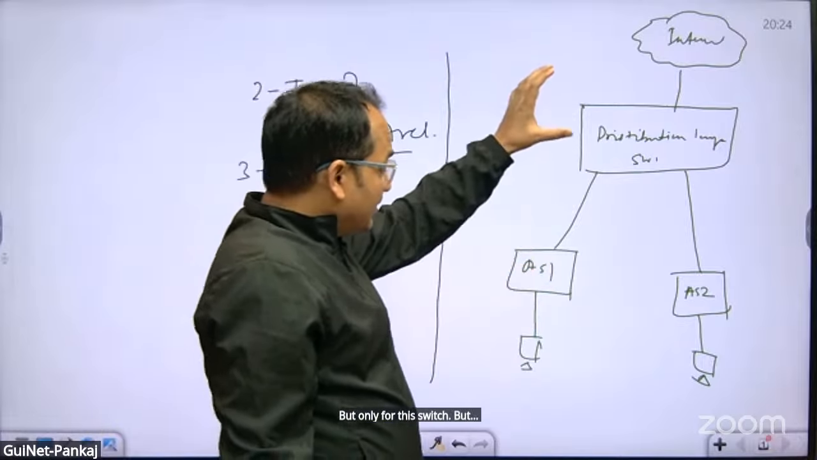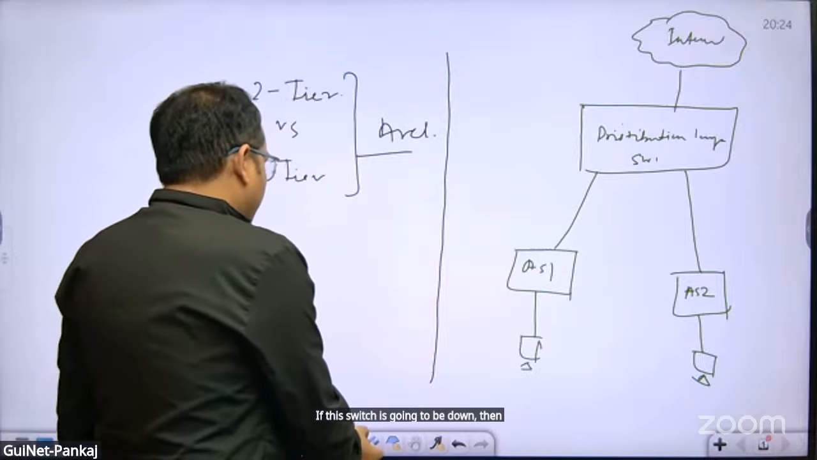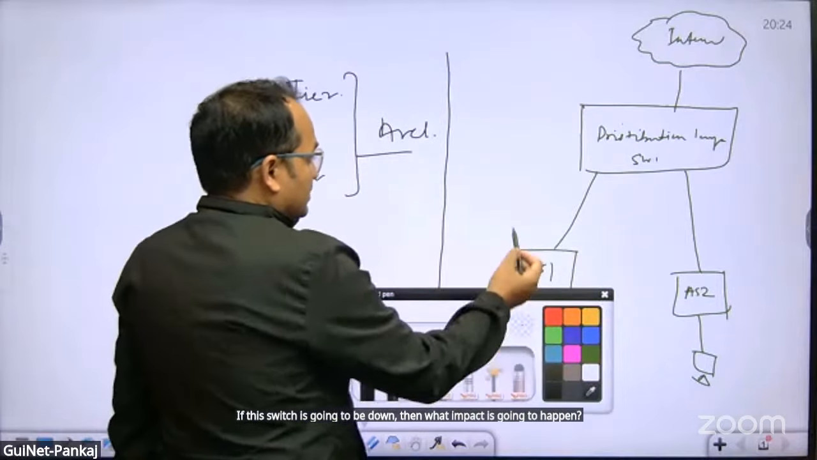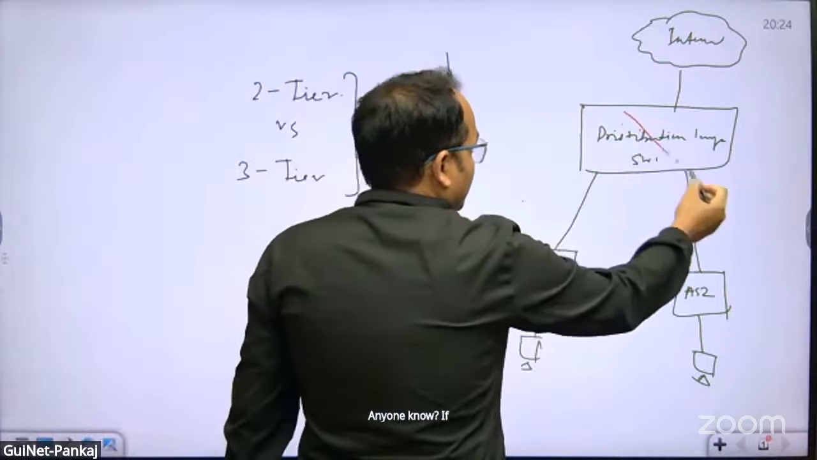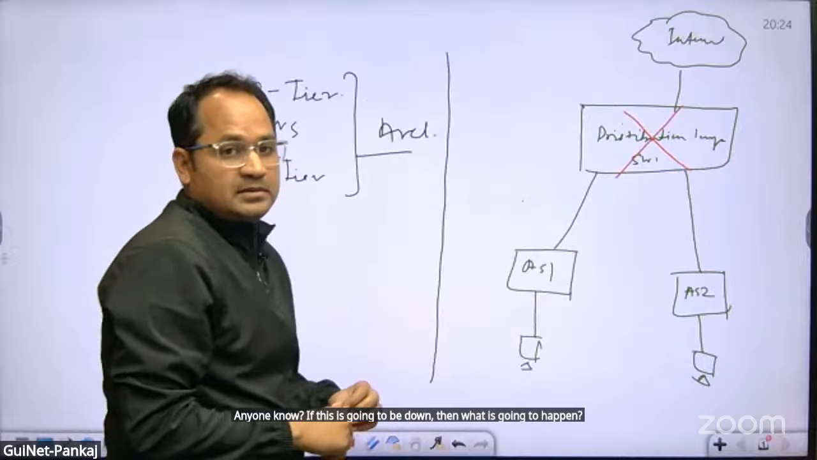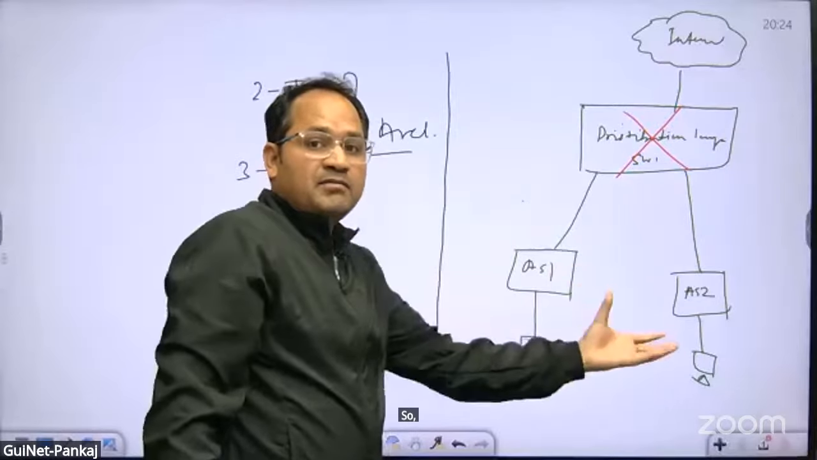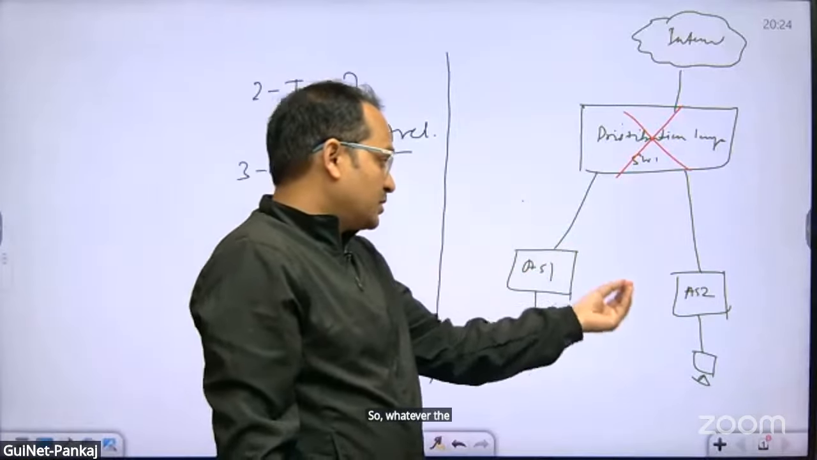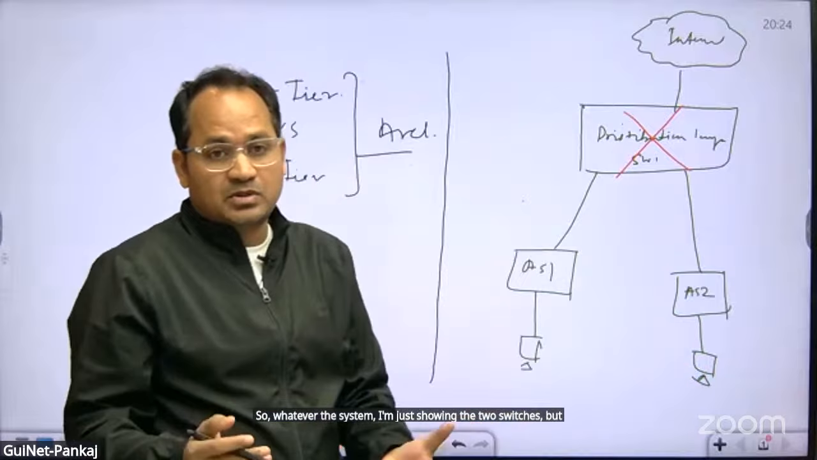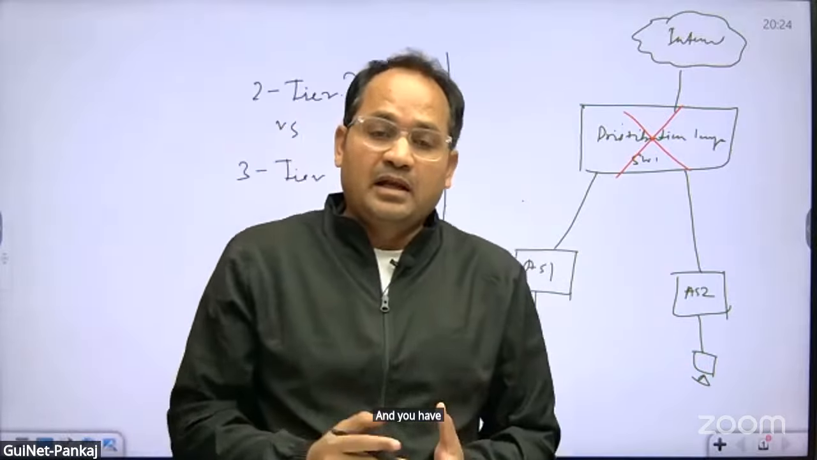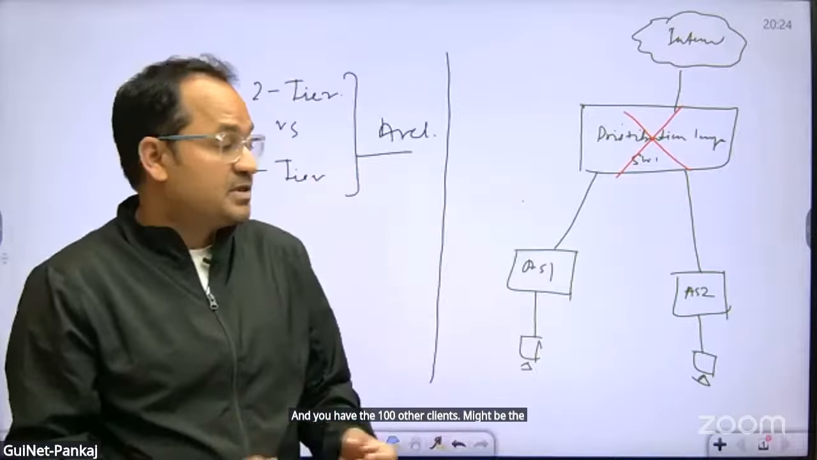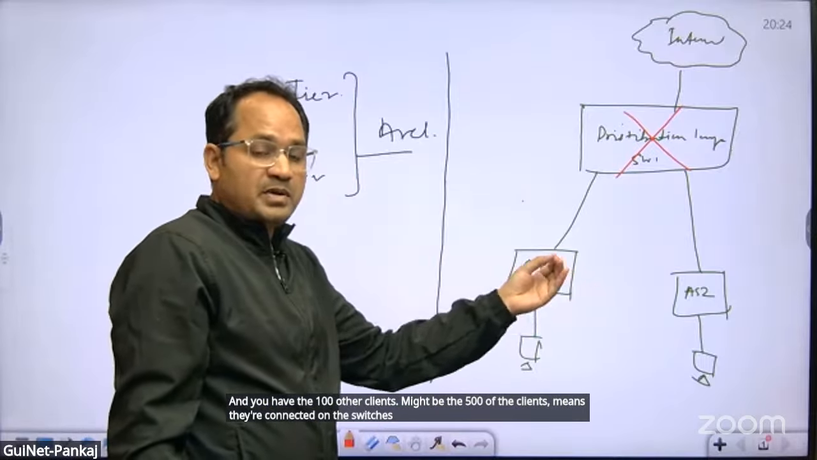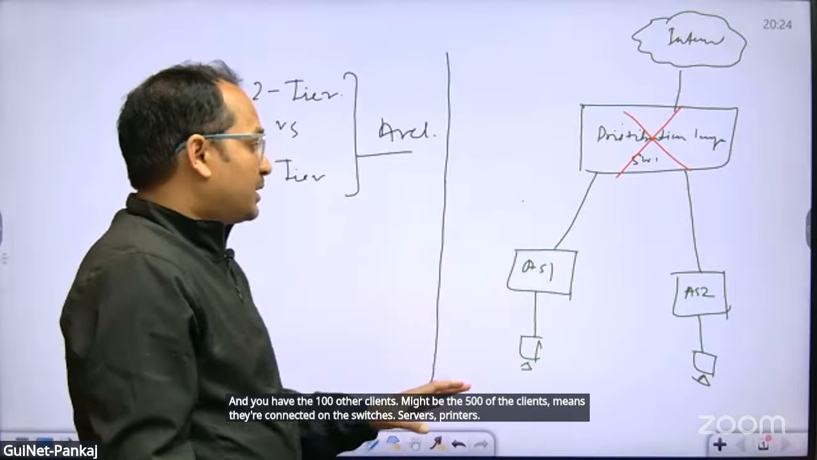But if this switch goes down, what impact is going to happen? Anyone know? If this goes down, then what is going to happen? Both S1 and S2 will be impacted. So your entire LAN infrastructure is going to be impacted. I'm just showing 2 switches, but there might be 10 switches, and you have 100 clients, maybe 500 clients connected on the switches, servers, printers, and they all are going to be impacted.